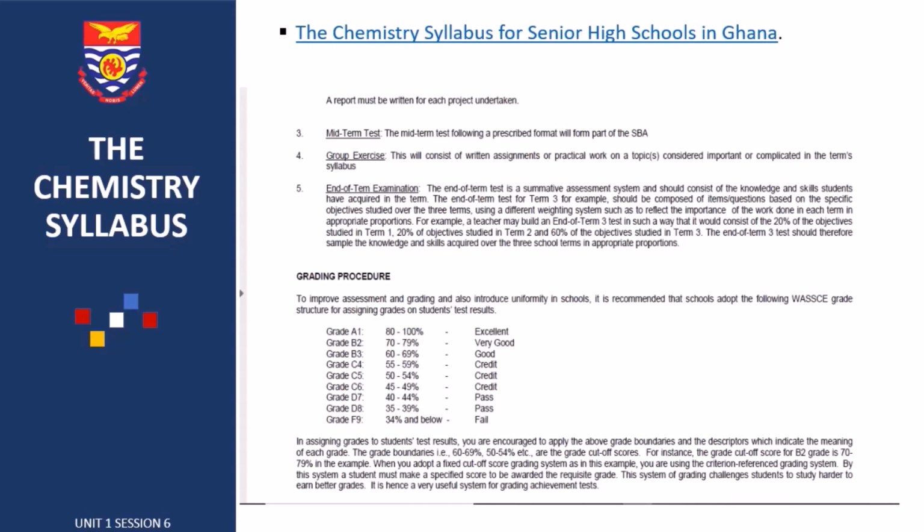Grade B2, 70 to 79, very good. Grade B3, 60 to 69, good. Grade C4, 65 to 69 is a credit. Grade C5, 60 to 54 is a credit. Grade C6, 45 to 49 is also a credit. Grade D7, 40 to 44 is a pass. Grade D8, 35 to 39 is a pass. And grade F9, 34% and below is a fail.